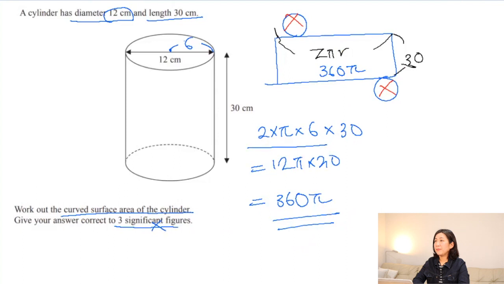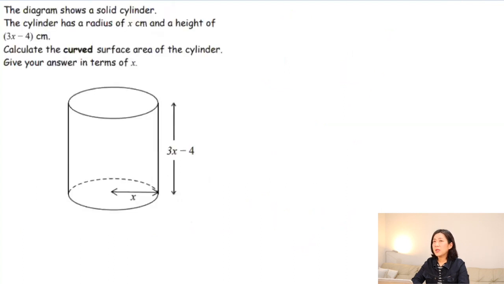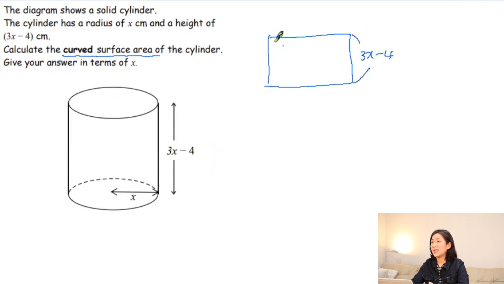So let's move on. The next one, here we've got a cylinder, and the radius is x and the height is 3x minus 4. So instead of numbers, we've got expressions, right? So we need to calculate the curved surface area, that is a rectangle, and answer in terms of x, right? So now this one is writing the expression.